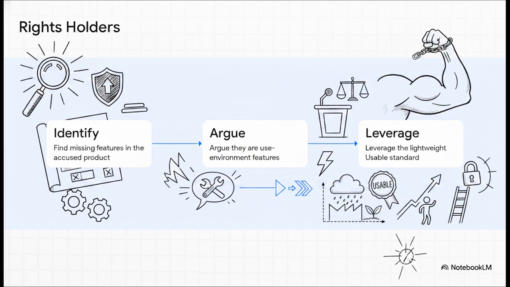If you are the patent rights holder going on the offensive, this framework is a really powerful tool. Your first step is to identify exactly what features the accused product is supposedly missing. Step 2, aggressively argue that these missing elements are merely use environment features, not direct structural ones. Finally, Step 3, leverage the fact that courts prefer the usable standard. Remember, you don't have to prove they're actively installing the part, you just need to prove their part is capable of being installed in your patented environment. It significantly lowers your burden of proof.